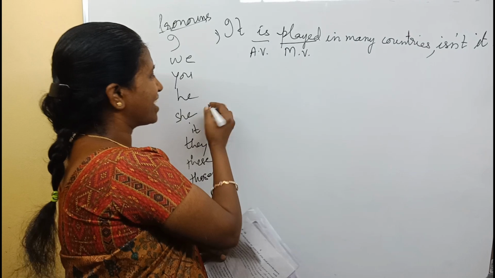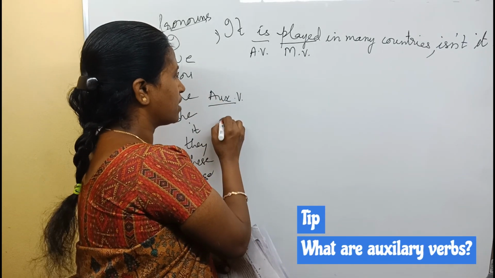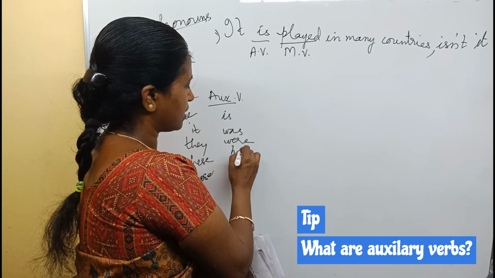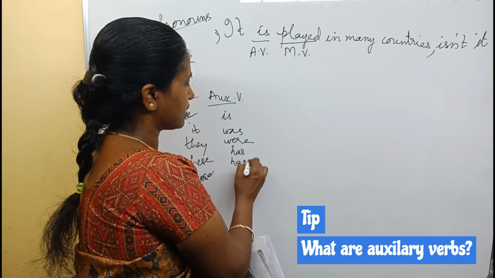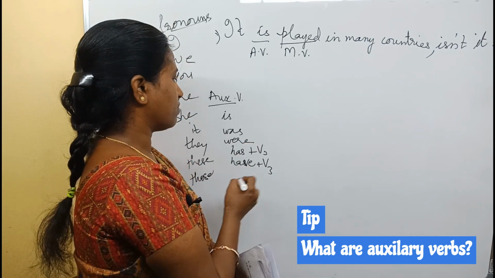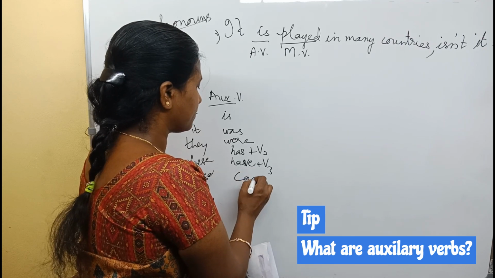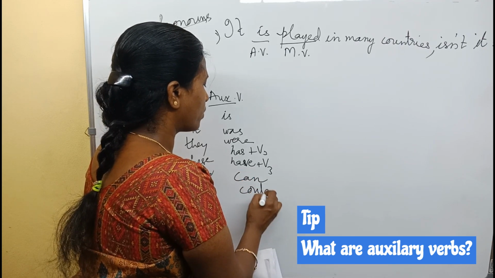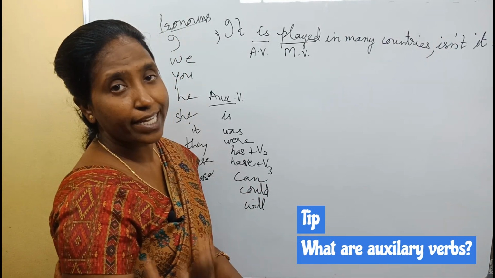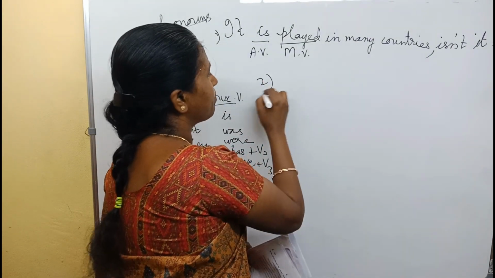Auxiliary verbs, most of the time, are is, was, were, has, have. If there is has plus V3, then has will become the auxiliary verb. Have plus V3 as well. And then can, could, will, these are modal verbs. What is the negative form of will? Won't.